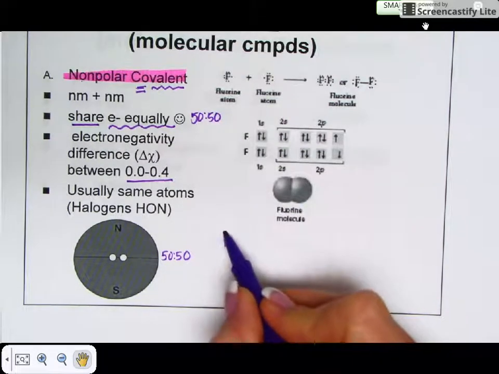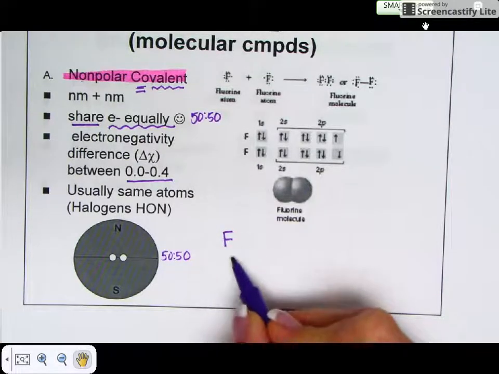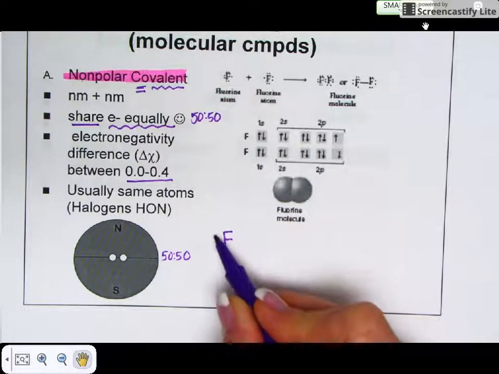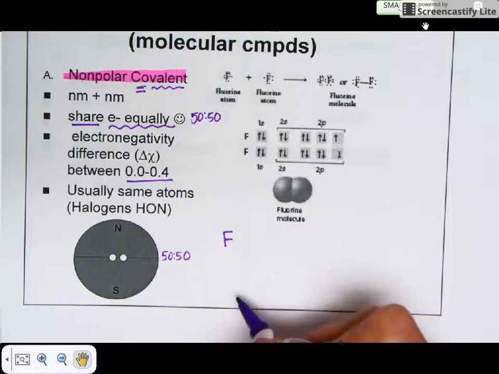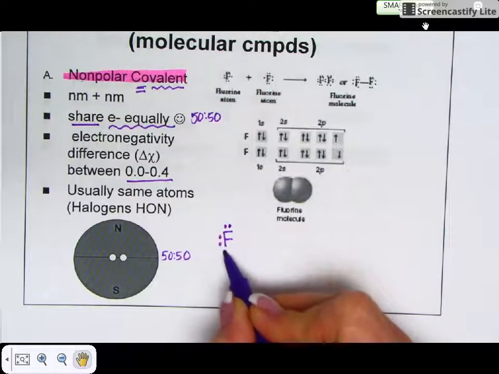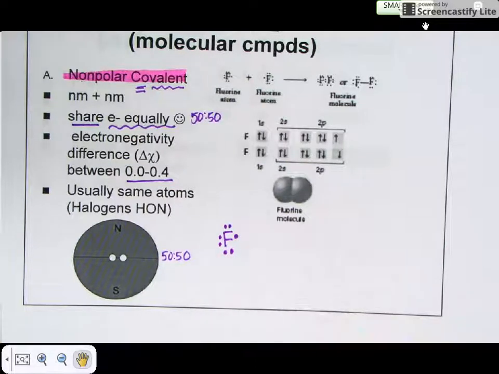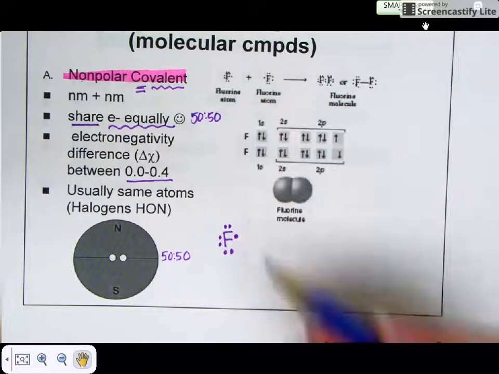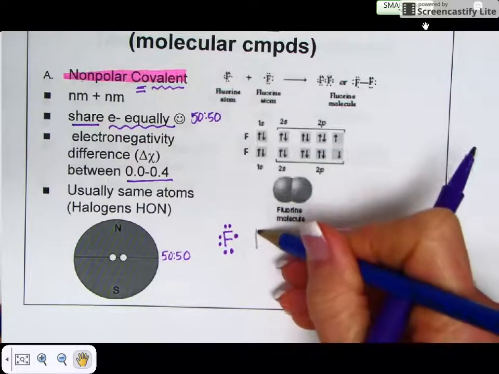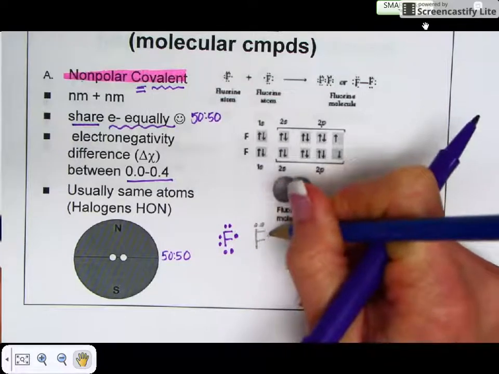Let's look at the electron dot structure for fluorine. With an electron dot structure, you put the symbol for your element, and then you represent around the atom the valence electrons. Since fluorine is in group 7A, it would have 1, 2, 3, 4, 5, 6, 7 valence electrons. If it tries to bond with another fluorine, that fluorine also would have 7 valence electrons.